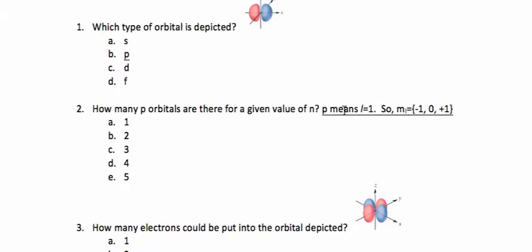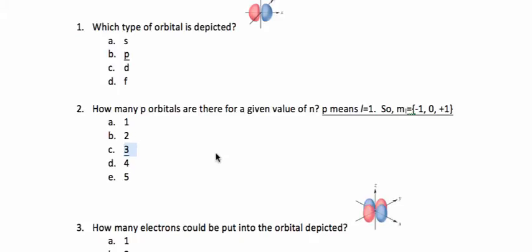Okay, so in any set of p orbitals, there's going to be one that's got an m sub L of negative 1, one that's got an m sub L of 0, one that's got an m sub L of positive 1. So that means there's always going to be 3 different p orbitals for any level. So there's 3 different 2p orbitals, there's 3 different 3p orbitals, there's 3 different 4p orbitals, etc. So for any given value of n, there's going to be 3. So the right answer has to be this. It has to be 3.